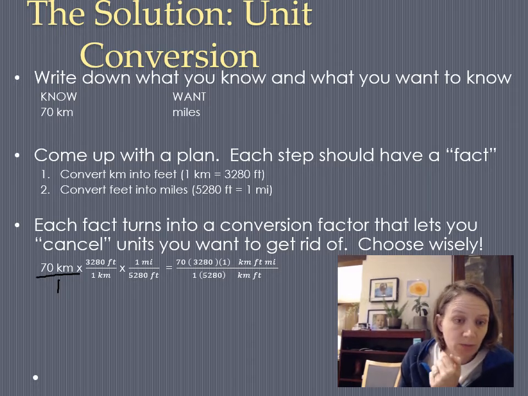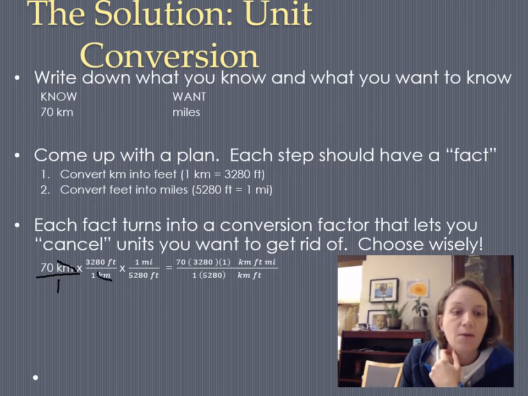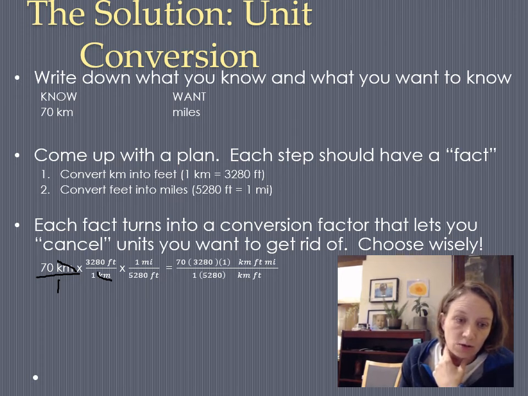And there's 2 choices, but I'm going to choose the one that puts the kilometers on the bottom of the fraction. The reason is that in a little bit you'll see that we can cancel out the kilometers on the top by putting a kilometer on the bottom. So this is the conversion factor I'm going to choose, 3280 feet over 1 kilometer.